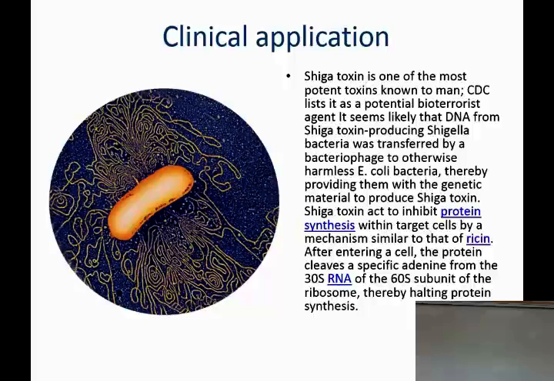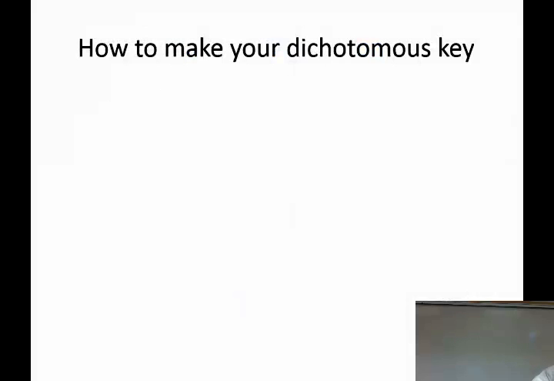It inhibits protein synthesis. It's similar to ricin, if you've heard of ricin. That was used in bioterrorism in Japan. So basically what happens is that this toxin enters the cell and it chops a little piece off of the small subunit of the ribosome, and it then basically stops protein synthesis.